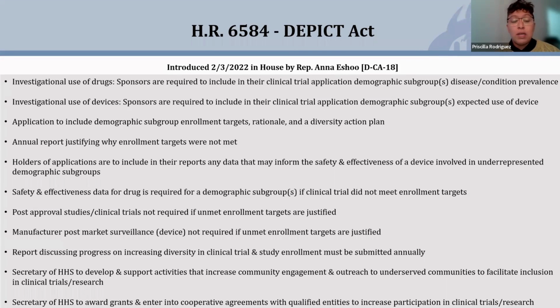An additional report is needed that is discussing the progress on increasing diversity in clinical trial and study enrollment, and that report must be submitted annually. Lastly, the Secretary of HHS is to award grants and enter into cooperative agreements with qualified entities to increase participation in clinical trials and or research.